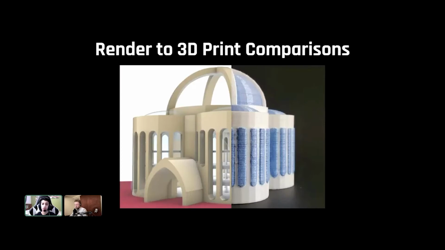This is the school building for the colony project. The blue is there to represent water for radiation protection, and again, render on the left, 3D print on the right.